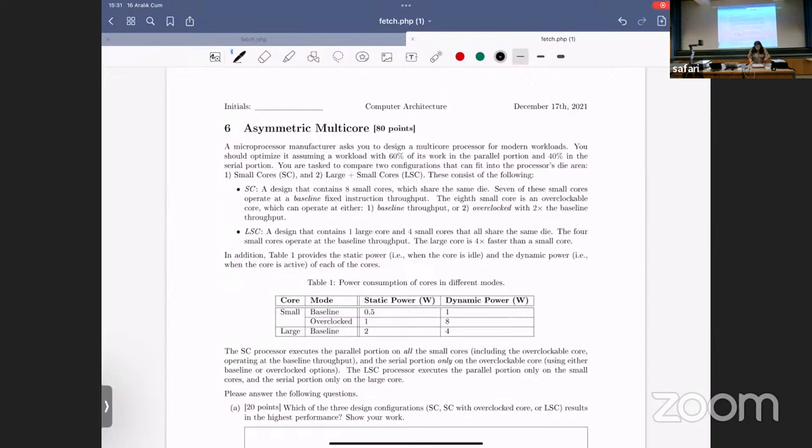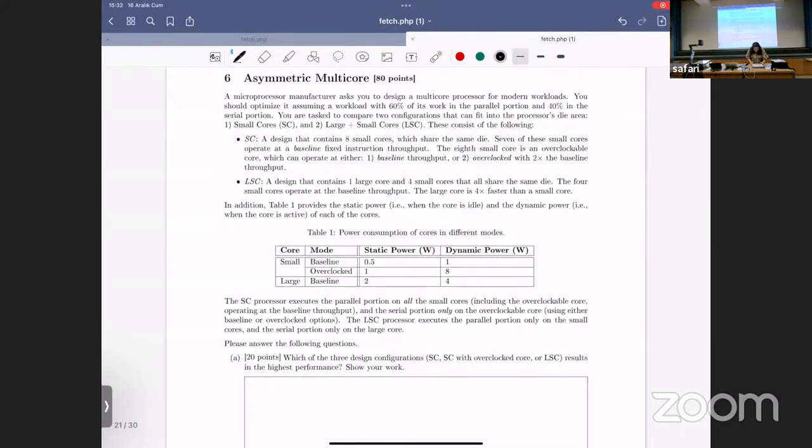So these two configurations consist of the following. SC is a design that contains 8 small cores, which share the same die. 7 of these small cores operate at the baseline fixed instruction throughput, but the 8th small core is an overclockable core, which can operate at either the baseline throughput or the overclocked scenario with 2 times the baseline throughput. And LSC is a design that contains 1 large core and 4 small cores that all share the same die. The 4 small cores operate at the baseline throughput, and the large core is 4 times faster than the small ones.